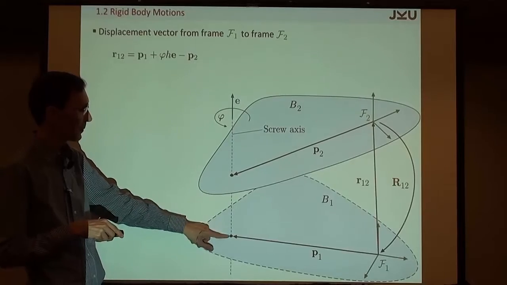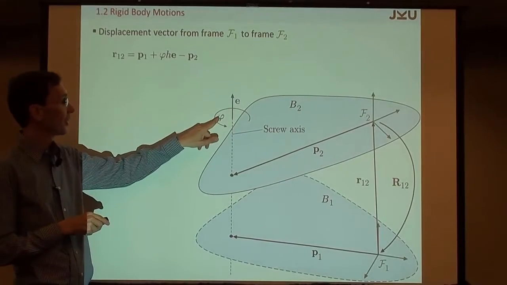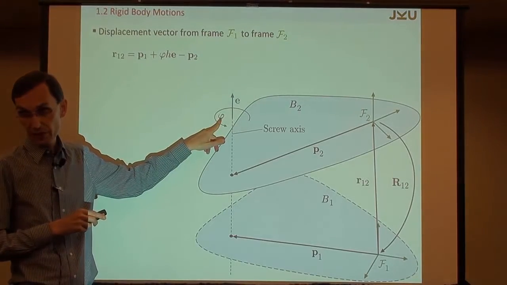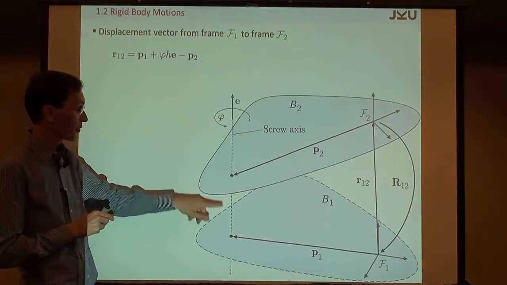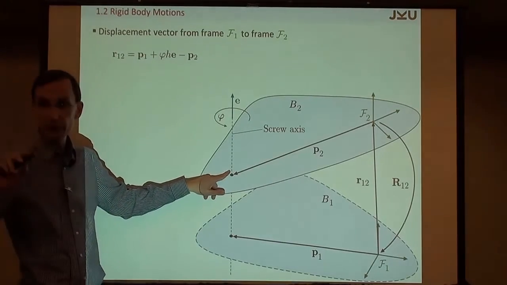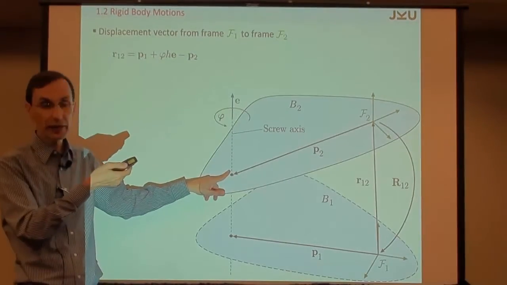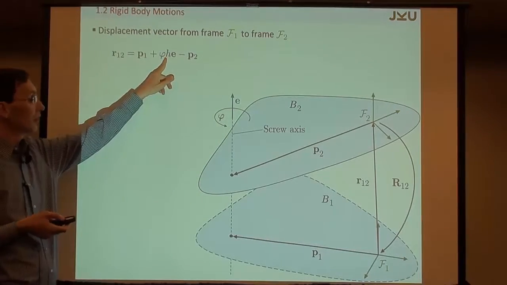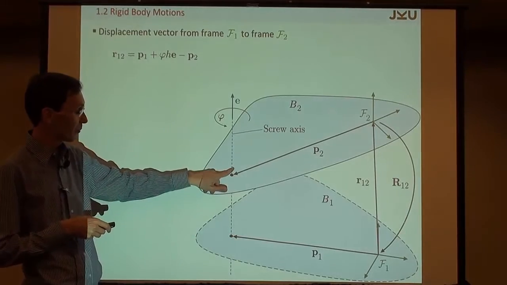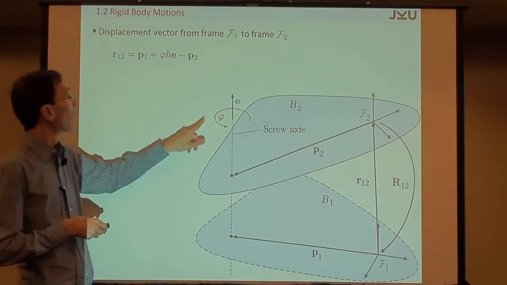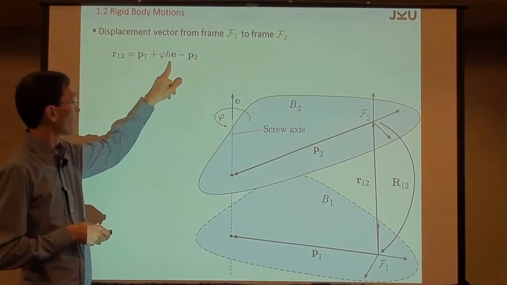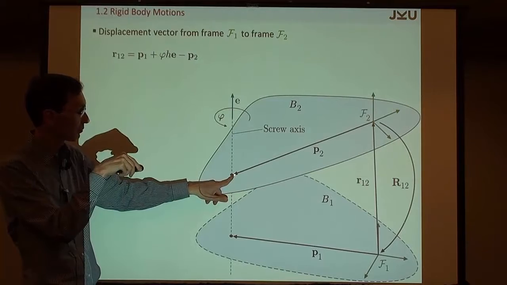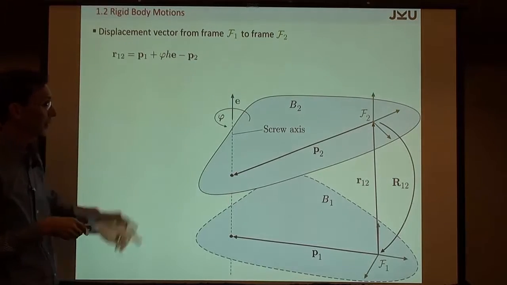What's the displacement here? It's the angle times the pitch. You know pitch? The pitch is just saying how much you're traveling along that line when you do one turn of rotation. So phi times h, if h is the pitch, is the amount we are traveling along this line. The direction is clear, this is E. So phi h E is that vector. I don't have to go this way, it's just minus P2. And then we are there.